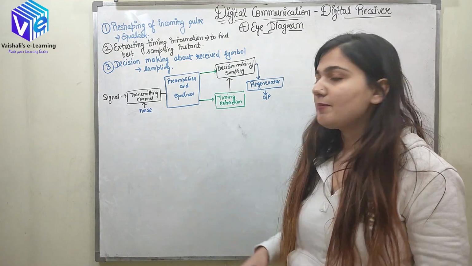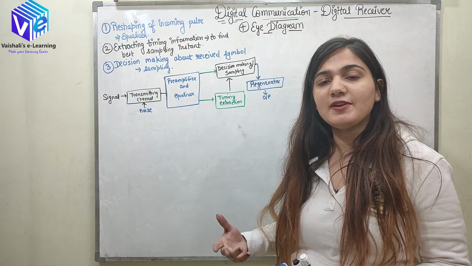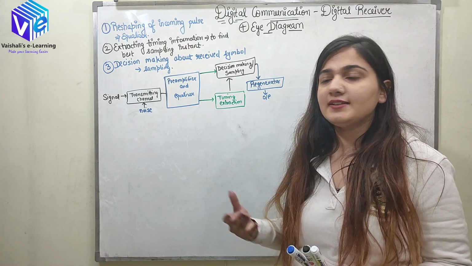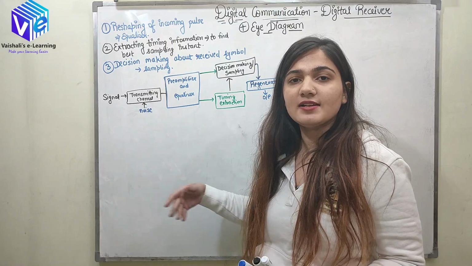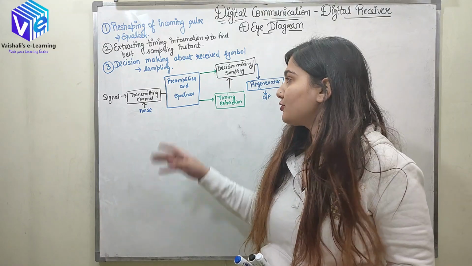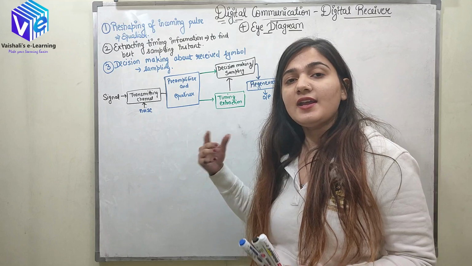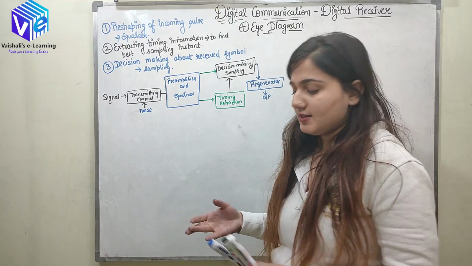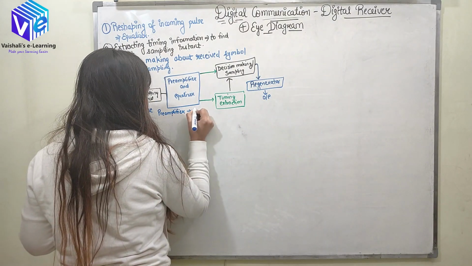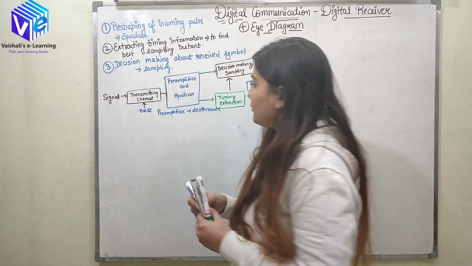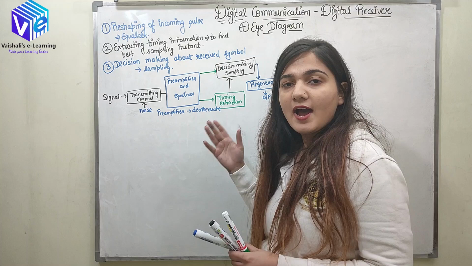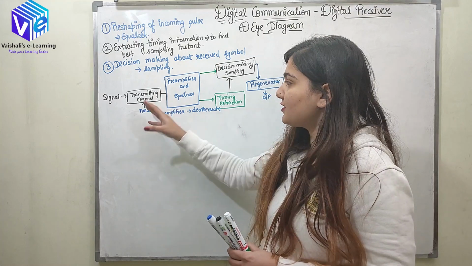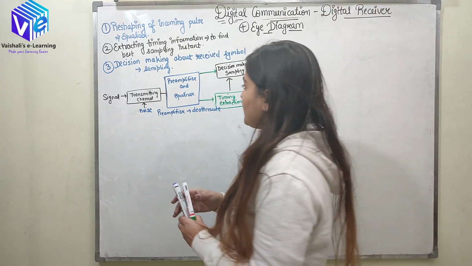So first is preamplifier and equalizer. So preamplifier is amplifying the signal. During the transmission in the channel, the signal gets attenuated. So the preamplifier is deattenuating this signal, which means it is amplifying the amplitude of the signal. So received signal is amplified using preamplifier.